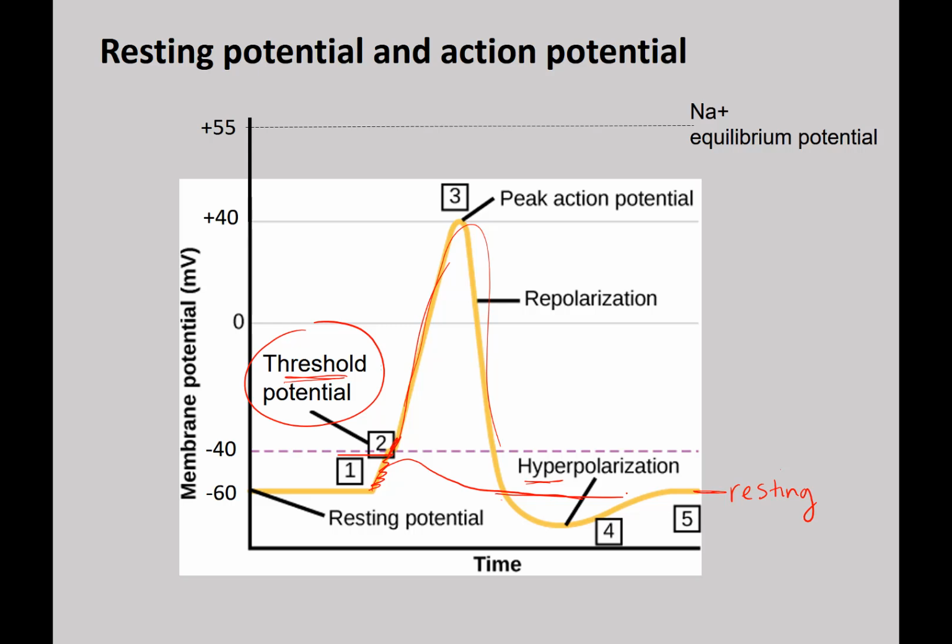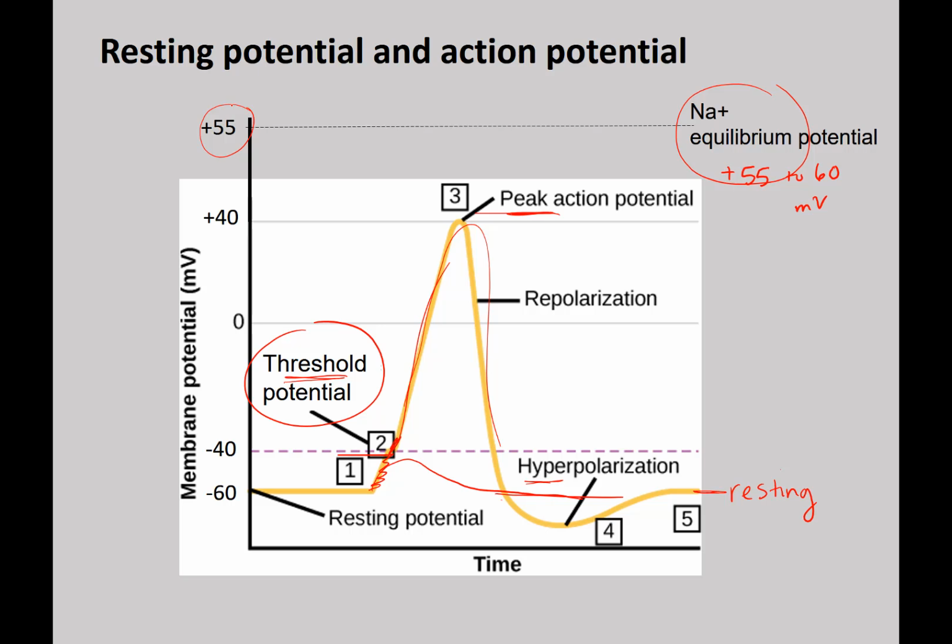A couple other potentials that are talked about in the book, and I just added it to this graph, something called the sodium equilibrium potential. The first thing I want you to notice is that this line is above, greater than the peak action potential. Depending on your source, it's a positive 55 to 60 millivolts. And at this membrane potential, sodium would be in equilibrium, right? No net movement, moving back and forth equally.